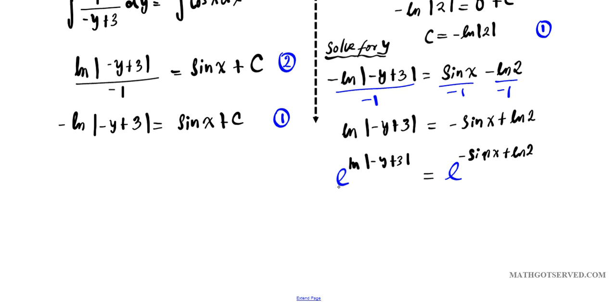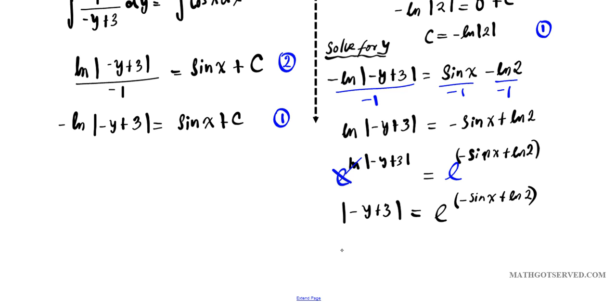Now on the left side we have this inverse interaction happening here. e and ln cancel out, so we have the absolute value of negative y plus 3 equals e to the parenthesis negative sine x plus ln 2. Now there's some really neat tricks we can do with the properties of exponents on the right side to help us simplify this expression, and then we'll also look at what's going on the left side.